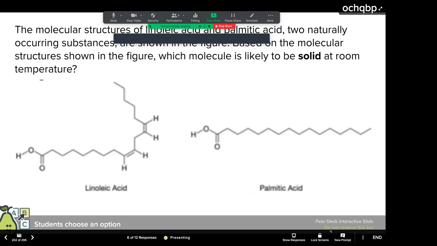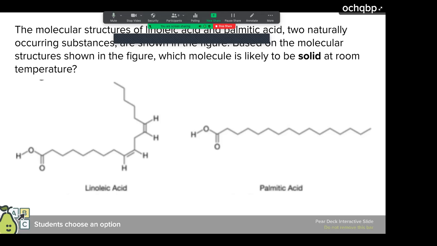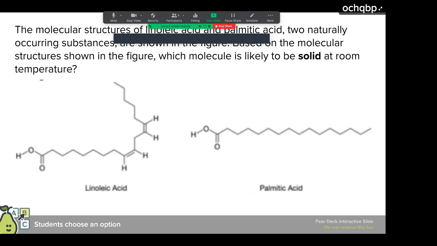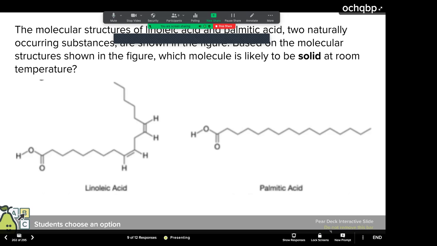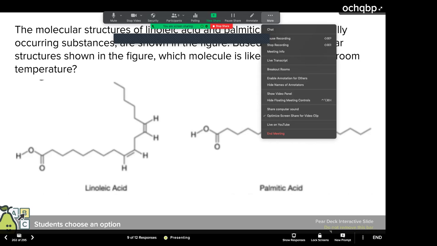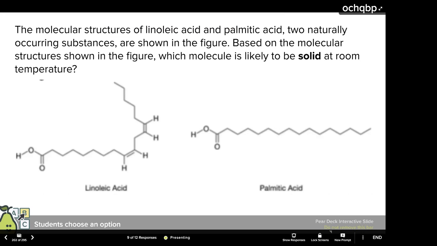About halfway there. There we go. This is an AP multiple choice question. All right, let's take a look at what you came up with.